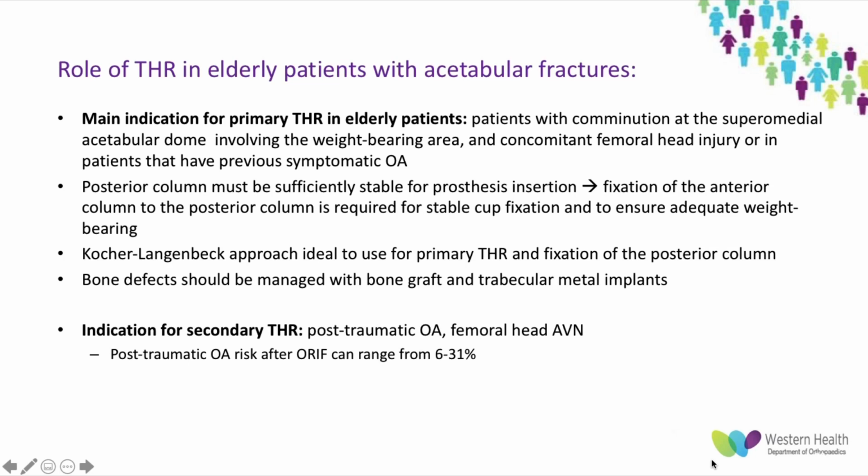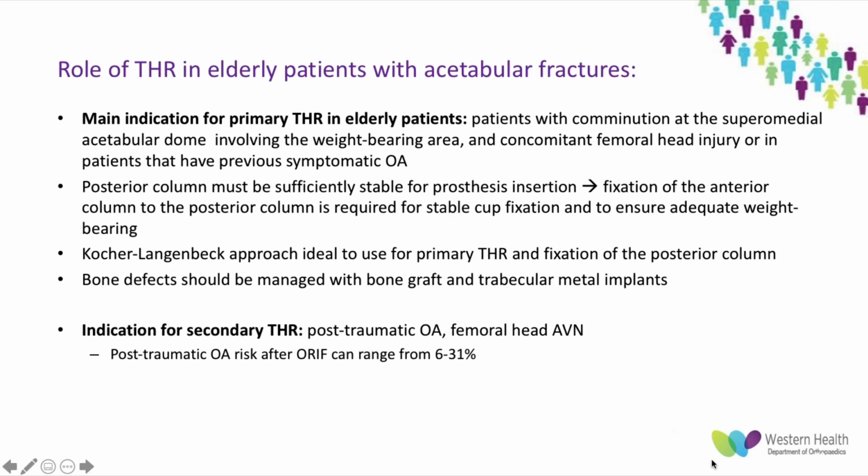Posterior column must be sufficiently stable to allow for prosthesis insertion, and this may require fixation of the anterior column to the posterior column to allow a stable cup fixation and to ensure adequate weight bearing. The Kocher-Langenbeck approach is ideal for this, particularly if you need to fix the posterior column and do a primary total hip replacement. Any bony defects should be managed with bone grafts and trabecular metal implants.